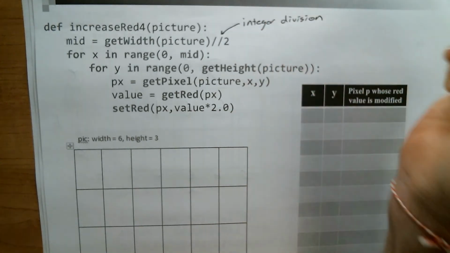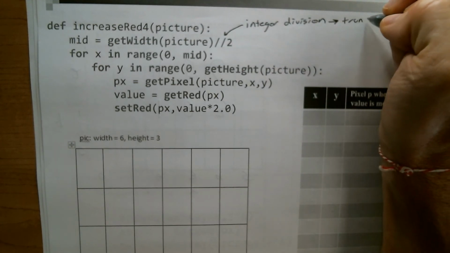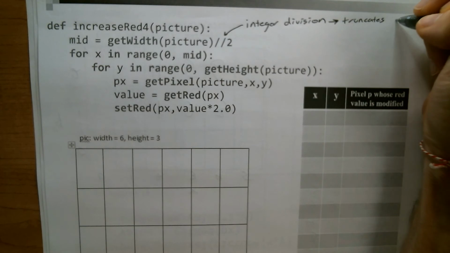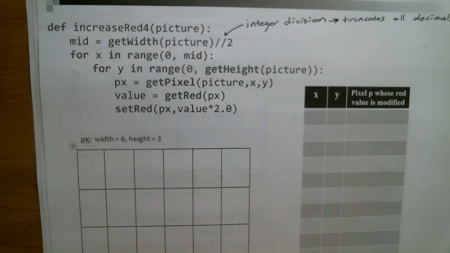And the big thing with integer division is that it truncates all decimals. And truncate means that it cuts it off, so it doesn't round it up. It basically automatically rounds it down. Or you can just think of it as it cuts it off. It basically pretends there's no decimal there.